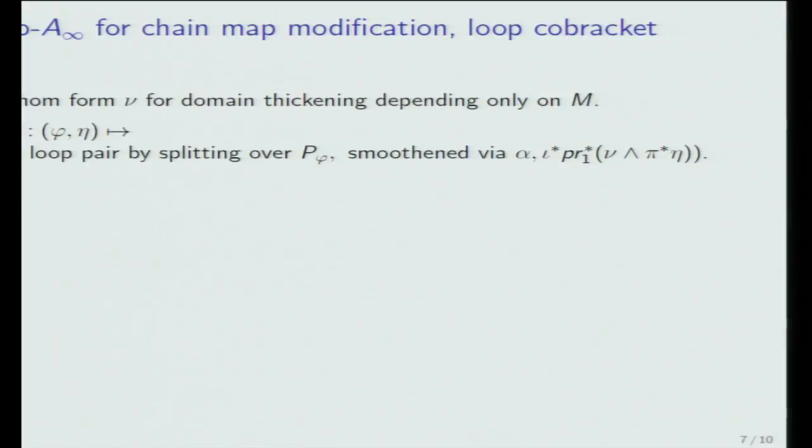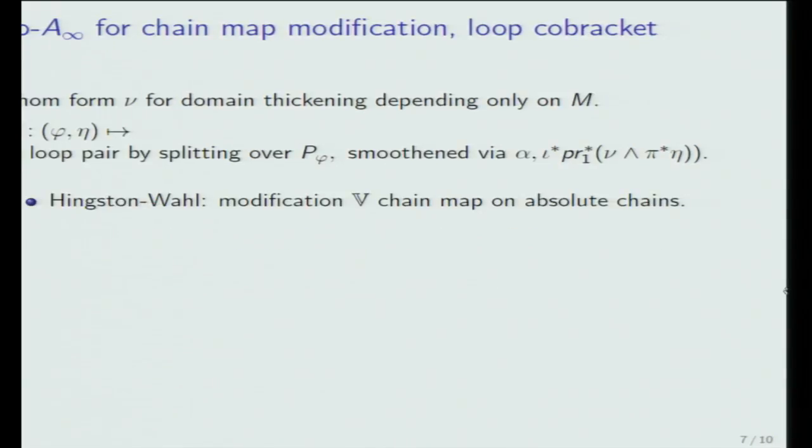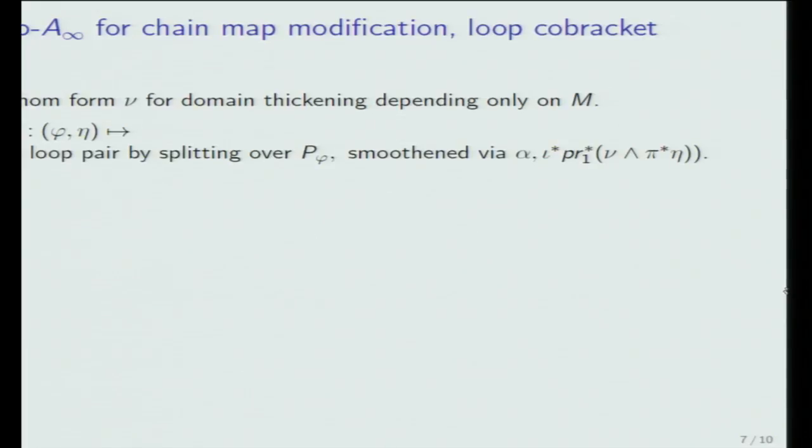And to get a form here, you first pull back the form into a thickened fiber, wedge with this Thom form, which kills the thickening direction, and push back to the space-time and restrict to the P phi. So this is the output.